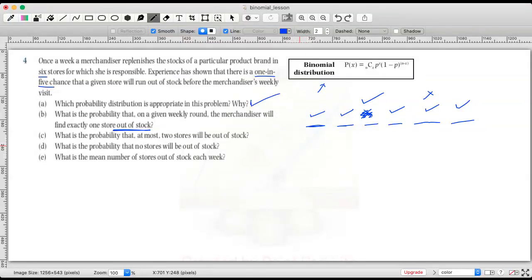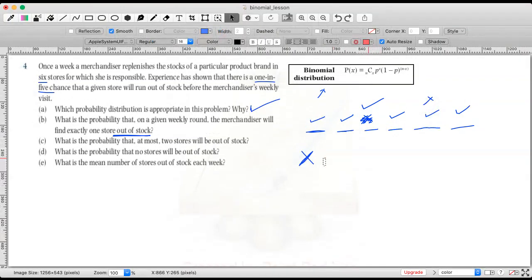So what you need to do is let a random variable, which is just some unknown variable, X, or some letter that you want to represent what you're interested in working out. The general convention is X. We let X represent what we're interested in measuring. So we let X be the event that a store is out of stock.